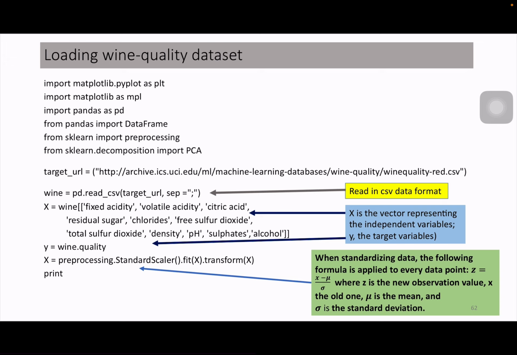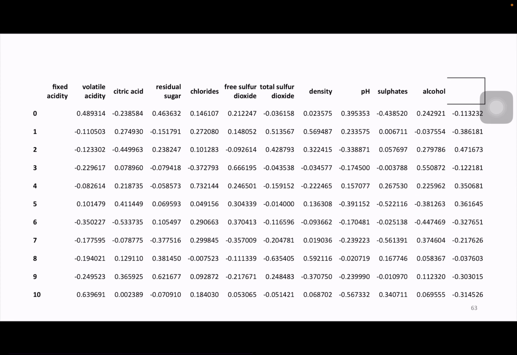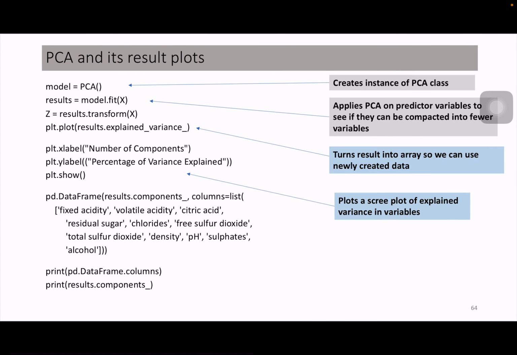So you basically load the data from a CSV file into a data frame, df, after which you could apply the least square method using a standard scaler, and you transform and print it, which is basically to get the final value of it. So the PCA results plot will give you something like a PCA class, which is applied to the predictor variables, and you see whether you can compact them to fewer variables.